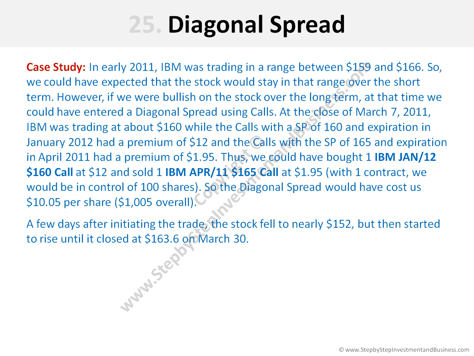Thus, we could have bought one call with a strike price of $160 and expiration in January 2012 at $12, and sold one call with a strike price of $165 and expiration in April 2011 at $1.95. With one contract, we would be in control of 100 shares. So the diagonal spread would have cost us $10.05 per share. That is, $1,005 overall. Notice that the short option is covered by the long option because the short call has a higher strike price than the long call.